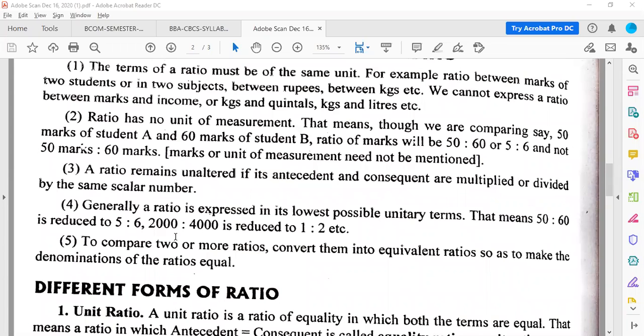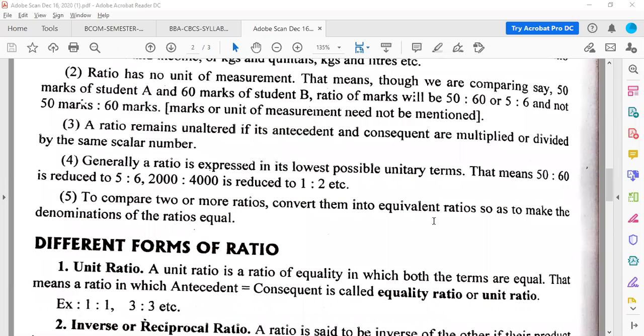Next, to compare two or more ratios, convert them into equivalent ratios so as to make the denominators of the ratios equal. If you make the denominator part of the ratios equal, then it is much easier to compare two or more ratios. When you're comparing two ratios, we know how to compare. If it is more than two ratios, then we have to convert them into equivalent ratios. When we change them into equivalent ratios, it is quite good for us to solve easily.